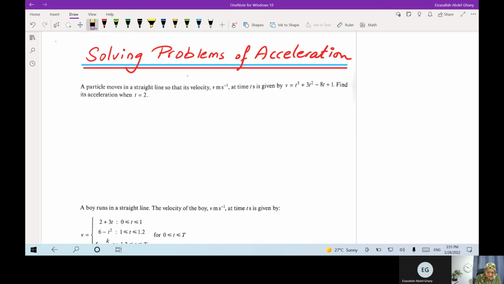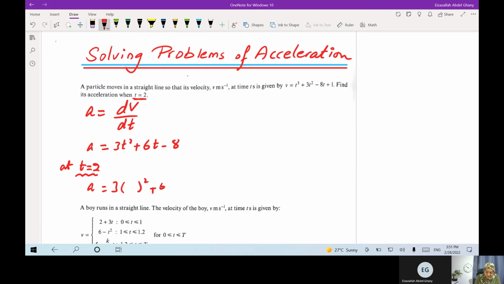We know that acceleration is the first derivative of velocity with respect to time. So the power goes down, replaced by 1. It would be 3t squared plus 6t minus 8. Now we want to substitute at t equals 2. Acceleration equals 3 brackets squared plus 6 brackets minus 8. And in all empty brackets, you just write 2's.